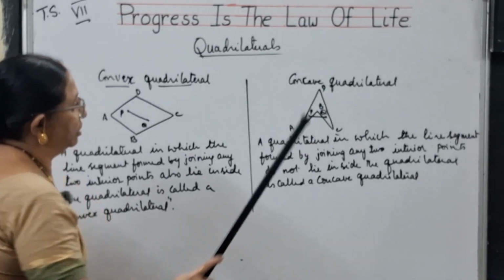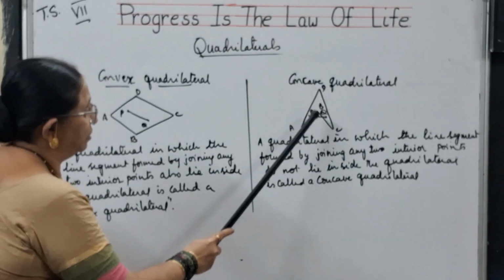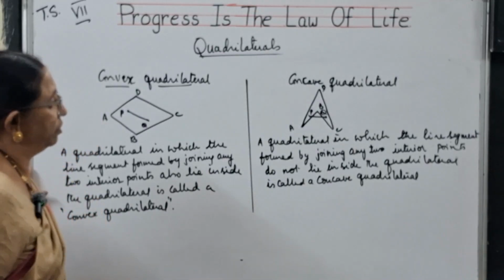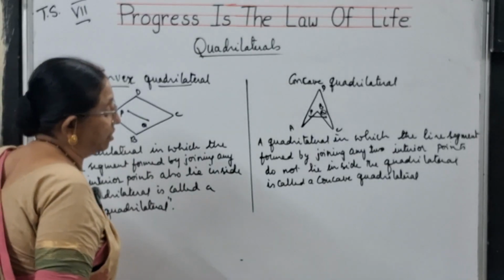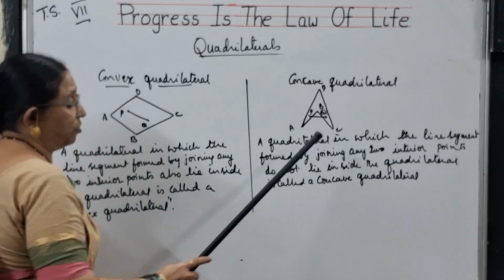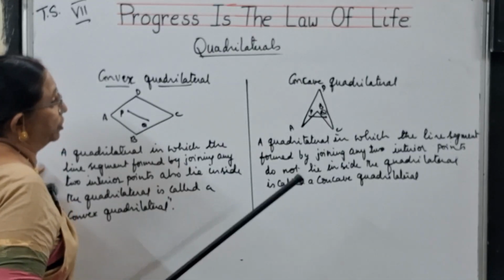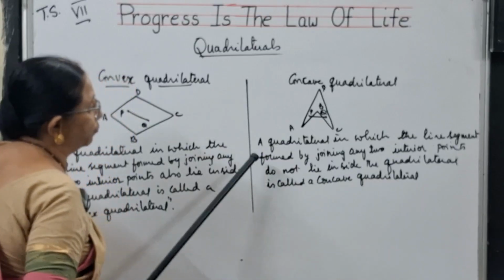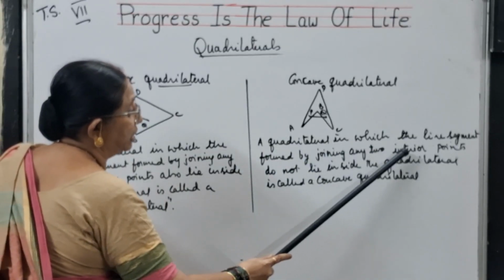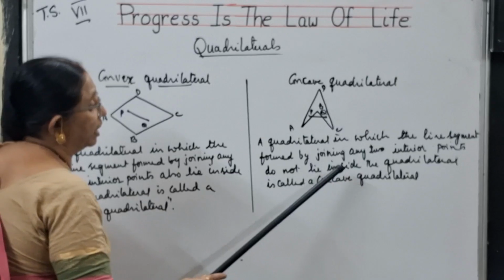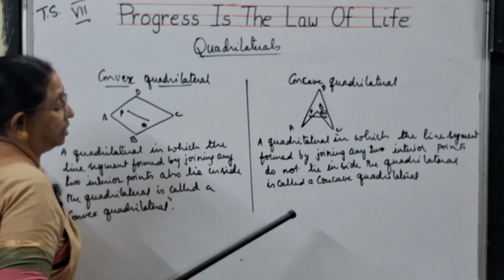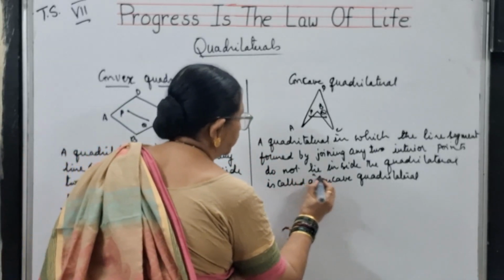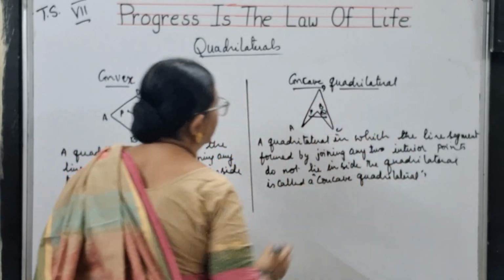Next, concave quadrilateral, opposite to it. See, this is also a quadrilateral, see A, B, C, D. Four sides are there, four angles are there, four vertices are there. So it is also a quadrilateral. But what does concave quadrilateral mean? A quadrilateral in which the line segment formed by joining any two interior points does not lie inside the quadrilateral is called a concave quadrilateral. Let me put inverted commas here. So this is the underlined one.